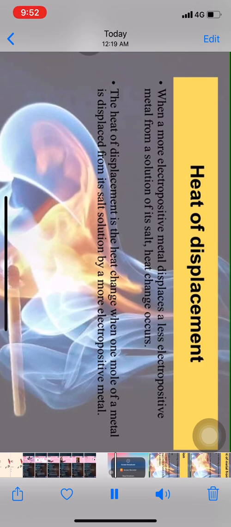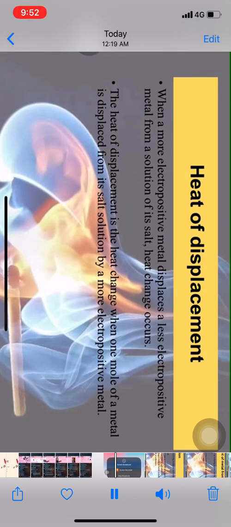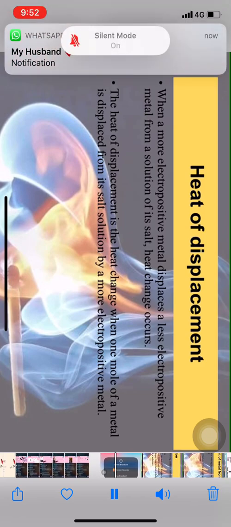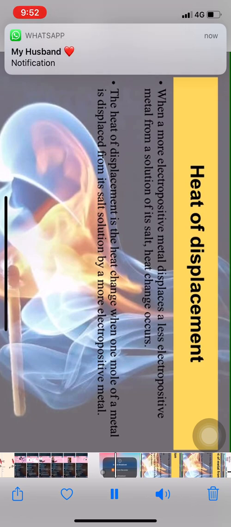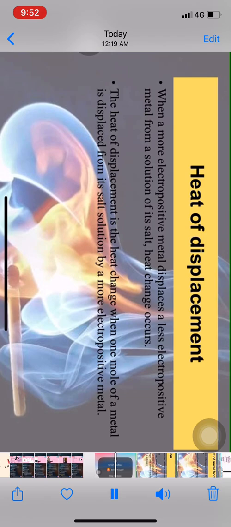Heat of displacement is when a more electropositive metal displaces a less electropositive metal from a solution of its salt. Heat change will occur. The heat of displacement is the heat change when 1 mole of a metal is displaced from its salt solution by a more electropositive metal.